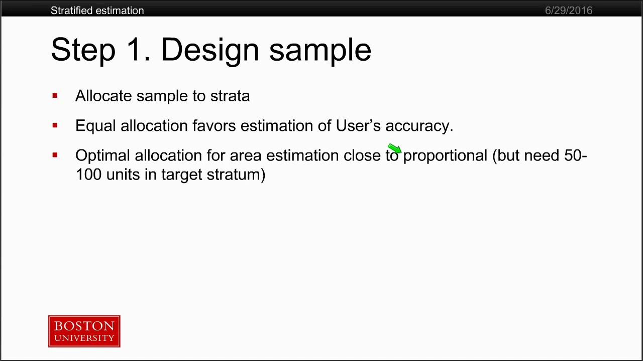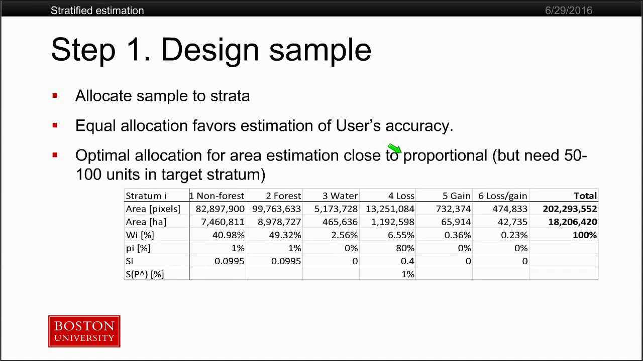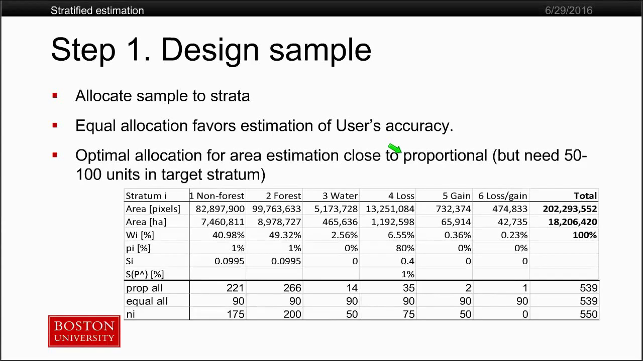Here we have the allocations down here. Our proportional allocation would look like this: 221, 266, 14, 35, 2, and 1. Now, we can't live with 14, 2, and 1 sample units. That's not enough. So what we do instead is we bump this up to 50, 75, and 50, and then we split the difference proportionally between these two larger classes. We'll end up then with 550 in total. So this is our allocation of the sample.